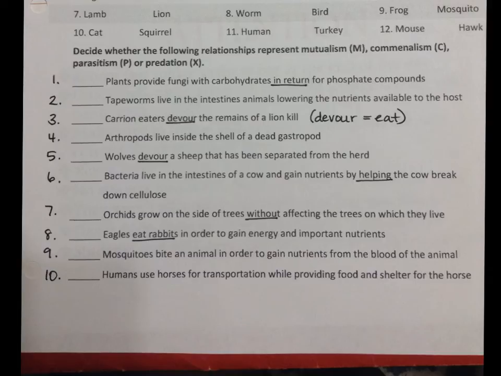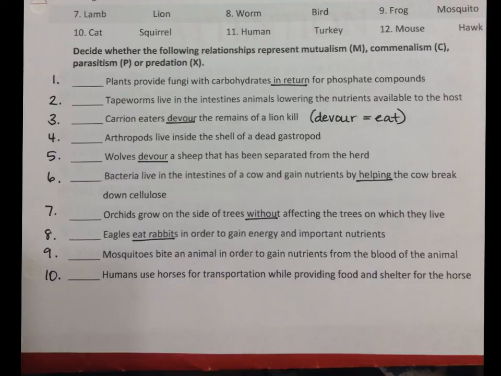All right, so for numbers 1 through 10, you're going to decide whether the following relationships represent mutualism, and write the letter M; commensalism, C; parasitism, P; or predation, X. If you want to pause the video now so you can work on it on your own and then check your answers after, you can. That's a great idea. If not, you want me to go over it with you, that's also fine.